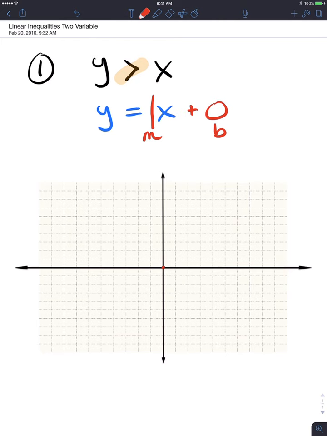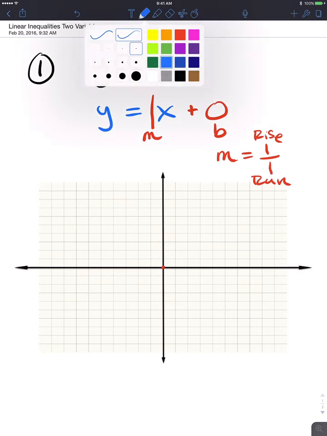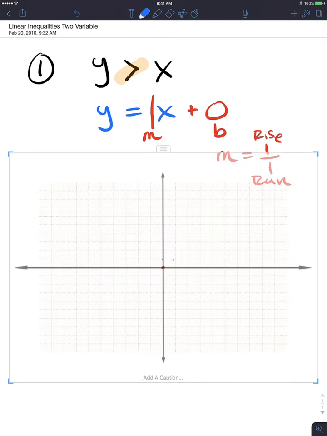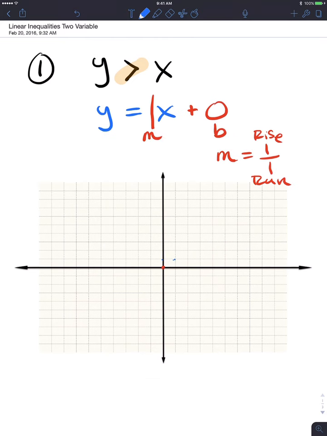I'm now going to use the slope. Now my slope here is 1. But if I write this as a fraction, I divide by 1. So I have a rise of 1 and a run of 1. So in order to determine the next point here, I'm going to go up 1 and to the right 1. This is the location of my second point.